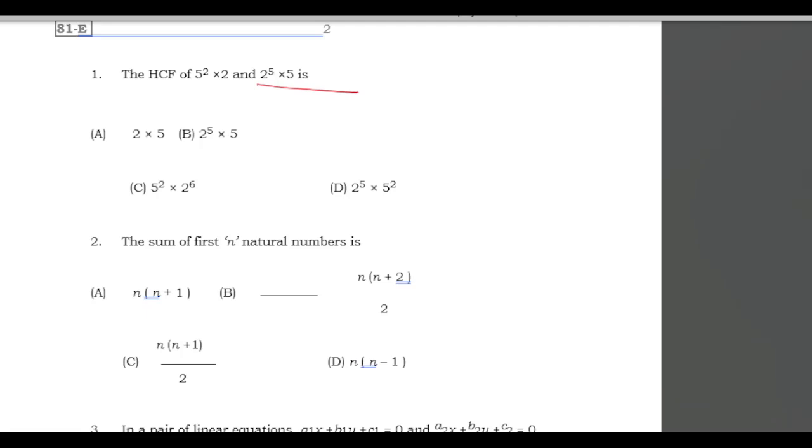Today, we are going to discuss the KSEEB SSLC model question paper, mathematics model paper. First question is choose the correct answer.